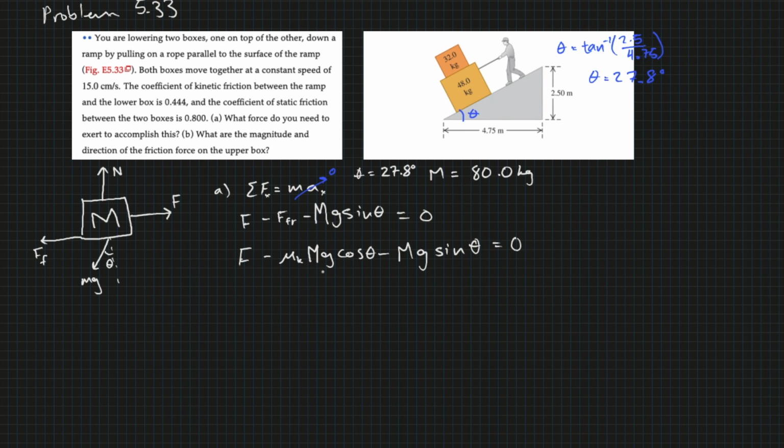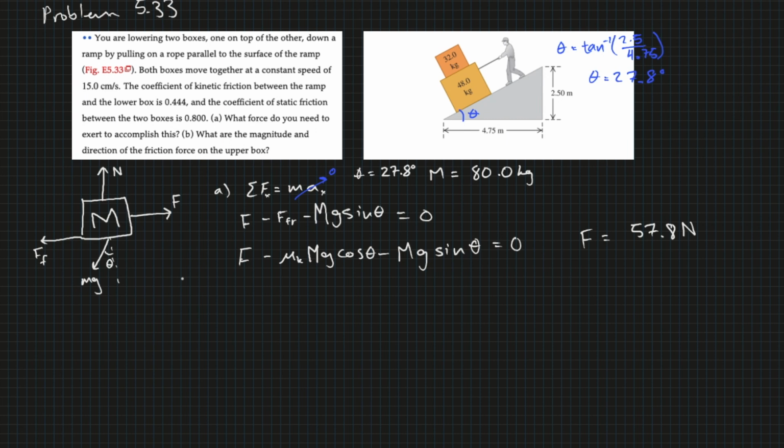All of this is known. We know what big M is. We know what the angle is. We know what coefficient of kinetic friction is. So I can solve for the force F. This ends up being force F equals 57.8 newtons. Awesome. So we're applying a force of 57.8 newtons.